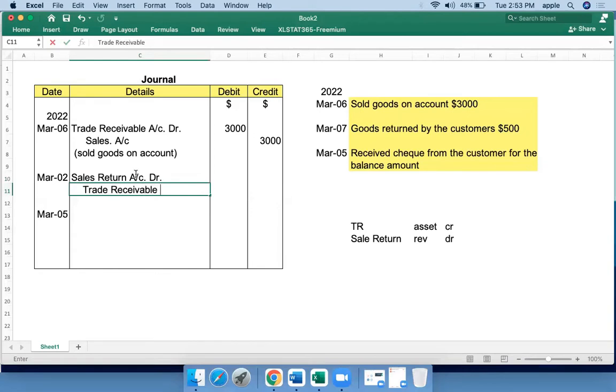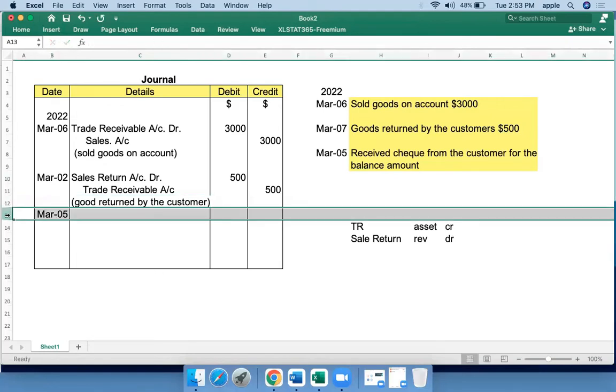Okay, narration, amount is how much? 500, right? 500. Yeah, and then the narration will be goods returned by the customer. Understood? Now do the next one.